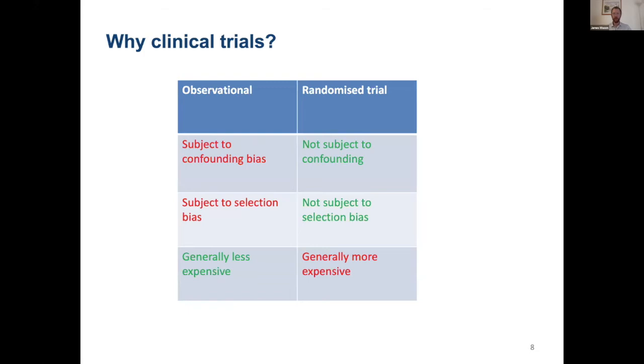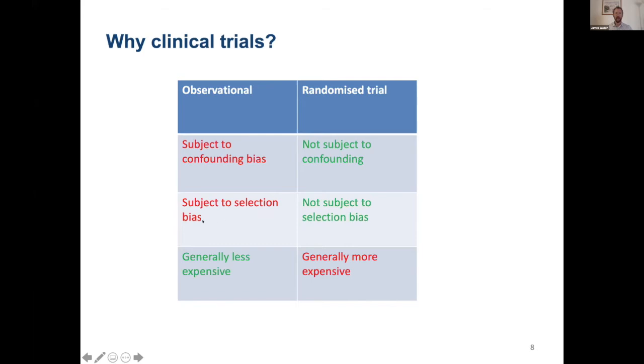So just to compare observational studies and randomized trials, observational studies are subject to what we call confounding bias. So if we have two groups that we're comparing, and there's a third factor which influences both which group a patient is in and their outcome, then we can get confounding, which appears to lead to differences between the two groups when there actually aren't any due to the treatment that we're testing. Whereas randomized trials are not subject to confounding, and we can exclude confounding as a reason to see difference between the two groups.